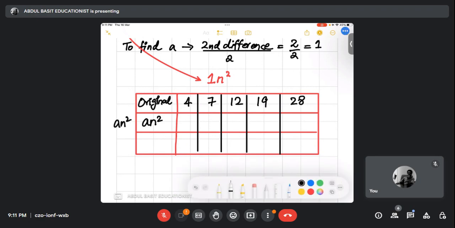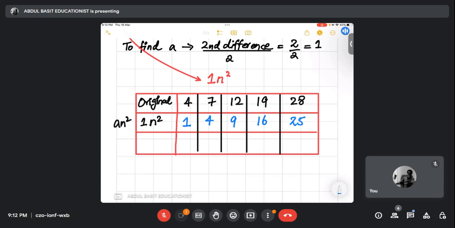Okay, so I'm just writing here 1 n square. Can I write 1 n square here? Because a is equal to 1 according to the formula above. So what we have to do is put values in n square. 1 square is 1, 2 square is 4, 3 square is 9, 4 square is 16, and 5 square is 25.